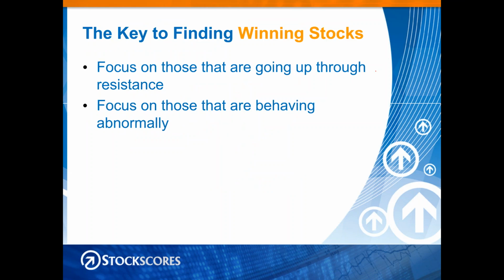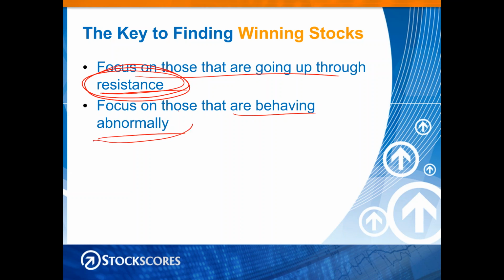So how do you find these winning stocks? Very simple. We focus on stocks that are going up through resistance and those that are behaving abnormally. My job this morning is to give you the basis from an analytical standpoint to understand how to do that. Because just doing this, which is some pretty simple things, look for stocks going up through resistance, look for those behaving abnormally. It's very simple, and that's all that I really do, but to do it well, you have to really understand how to define what resistance is, and how to understand what is abnormality, and what are the best situations to focus on and ignore those that don't end up doing all that well.